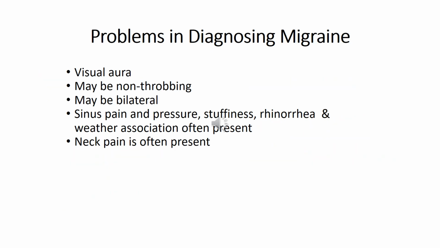Problems that may occur while diagnosing a patient having a migraine are visual aura. It may be non-throbbing. It may be bilateral. Sinus pain and pressure, stuffiness, rhinorrhea, and weather association often are present. And sometimes neck pain is often present as well.